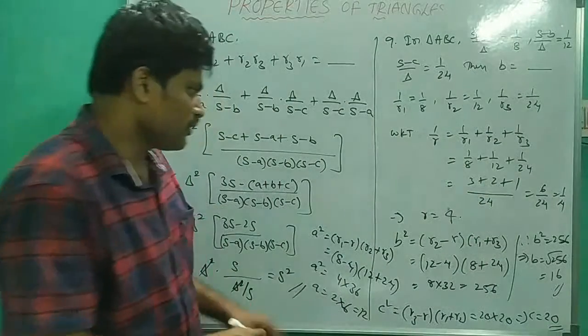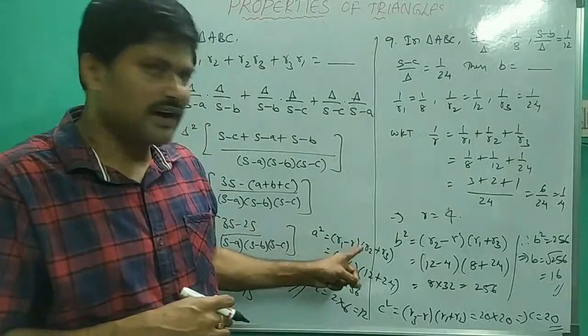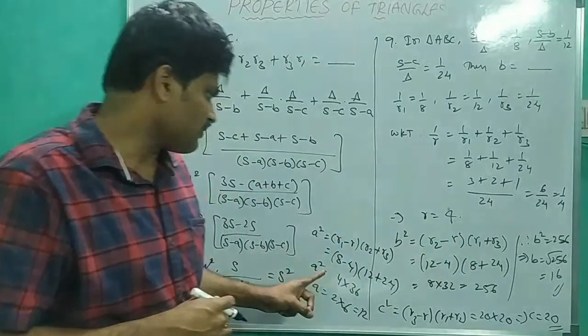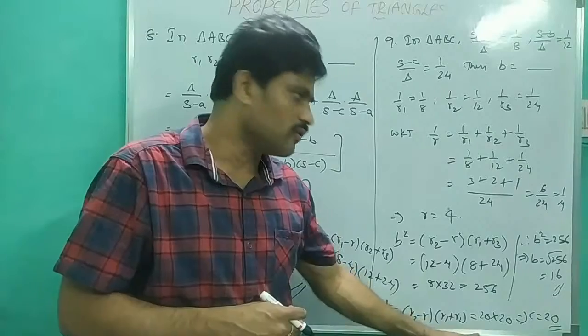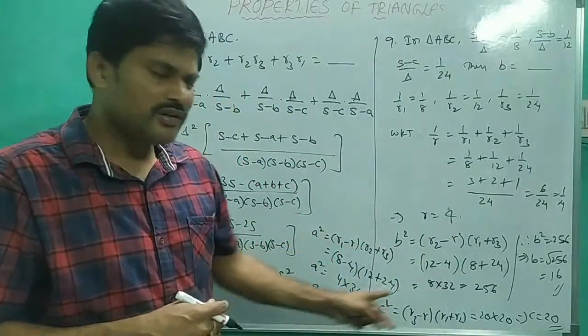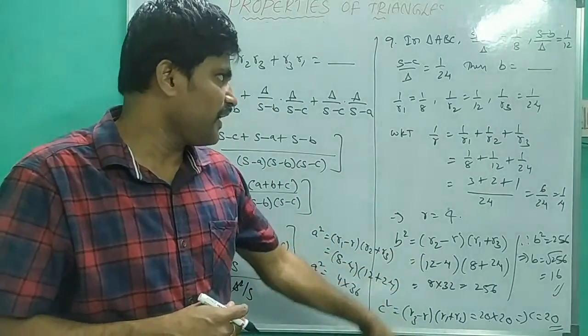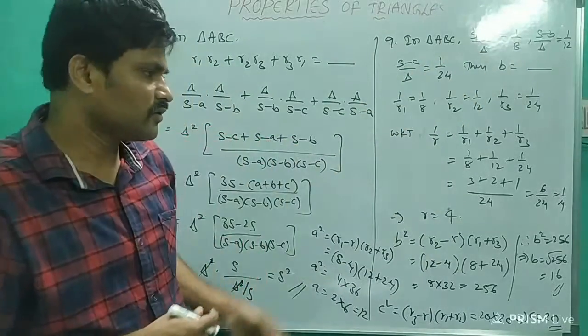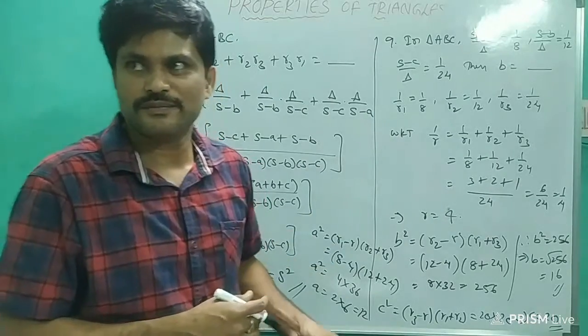So here using A square equal to R1 minus R into R2 plus R3, B square equal to R2 minus R into R1 plus R3, C square equal to R3 minus R into R1 plus R2. These are the formulas to find A, B, C using 1 by R1, 1 by R2, 1 by R3. So this is the solution for this question.